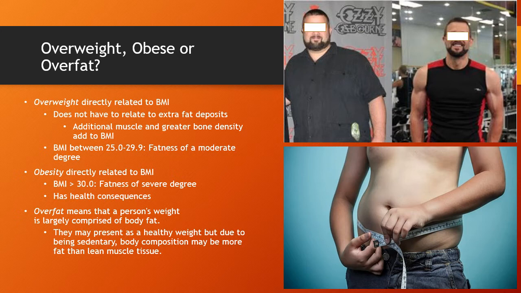Obesity directly relates to our BMI as well. And anytime we have a BMI value that is greater than 30, that means we have fatness of a severe degree. And this can mean that we have some direct health consequences that may be involved in it. The terminology of being overfat means that a person's weight is largely comprised of true body fat. And they may present as a healthy weight, but due to being sedentary, their body composition may be more fat than lean muscle tissue.